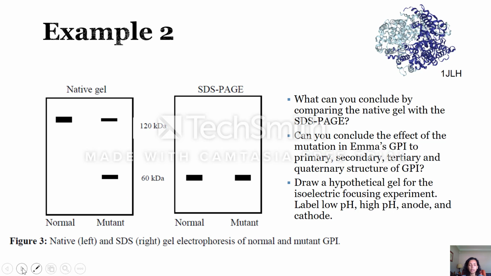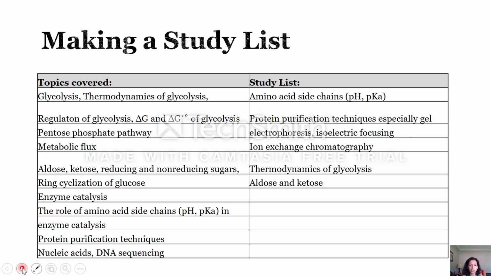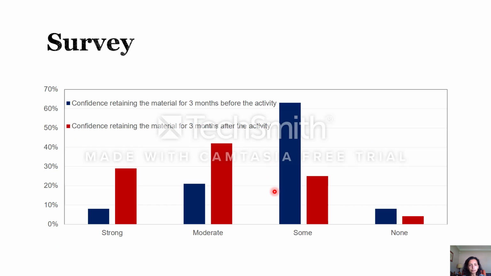As we carry on with this case study, students keep making a list of topics they are covering. This is an example of that. So they have written glycolysis, regulation of glycolysis, pentose phosphate pathway, metabolic flux, enzyme catalysis, and then they identified the topics they are struggling with and make a list of them so that they can study for their final exam.